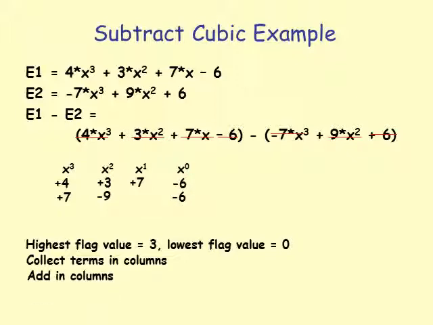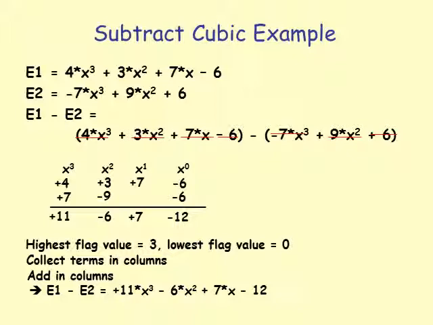Now what we do is add in columns. The x cubed column is 11, a total of 4 plus 7. The x squared column is 3 minus 9, which is minus 6. The x column is plus 7. And the constant column is minus 6 minus 6, which is minus 12. That means E1 minus E2 is equal to 11x cubed minus 6x squared plus 7x minus 12.